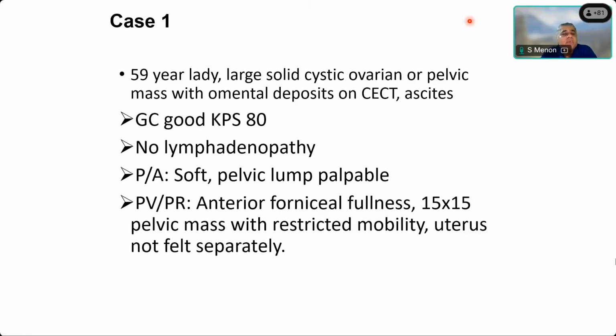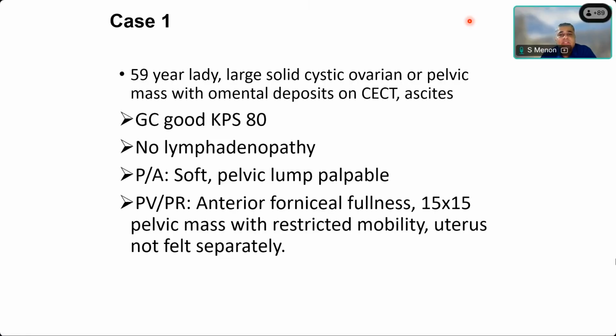So with that prelude, I would start with case number one. I'm hoping that all of you have seen the three cases. A 59-year-old lady with a large solid cystic ovarian mass, which can even come as omental deposits of a pelvic mass. The performance status is good and there is no lymphadenopathy. A soft pelvic mass is palpable on per abdominal examination, and on PV and PR, the fornices are full and there is a 15 centimeter palpable mass.